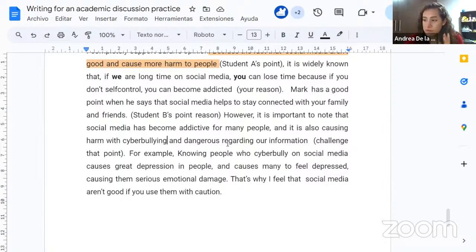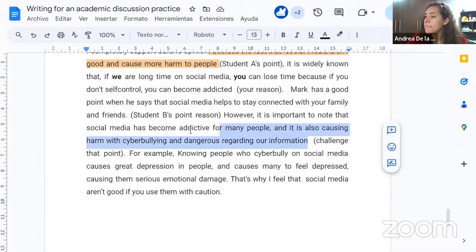However, you're mentioning three different reasons. We're talking about addiction, you're talking about cyberbullying, which is just cyberbullying, right? Like safety probably. But I like this point. And dangers regarding our information. Maybe one thing I would do is try not to include more than 2 different reasons. And this goes for everyone. Try not to talk about more than 2 reasons. 2 is okay, but 3, I think it's too much. It's too difficult to keep the focus and to understand better.